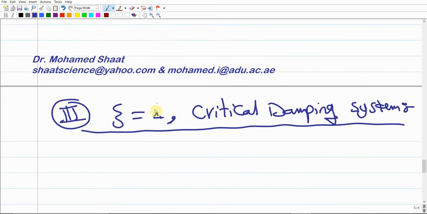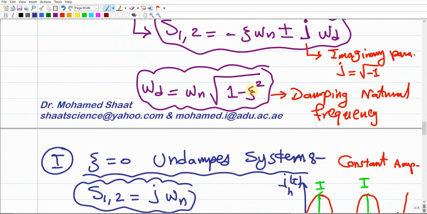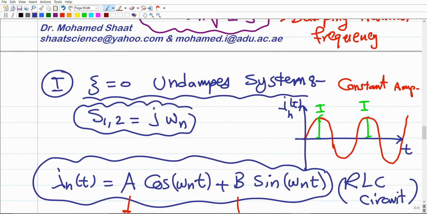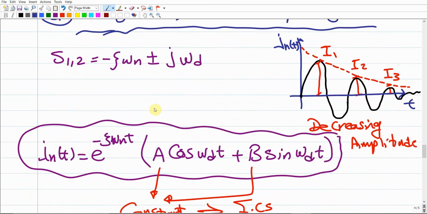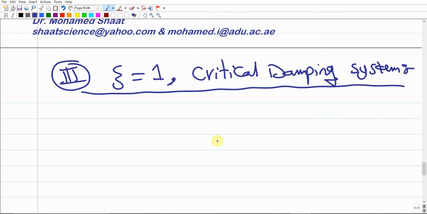For the case that xi equals 1, omega d is going to be 0, right? Because this is 1, this is going to give us 0. Omega d equals 0. So what does it mean? It means that there is no frequency under the damping conditions, but there is omega n. Omega n will have a value, but omega d will be 0. So what does it mean that omega d will be 0? It means there is no wave. There is no frequency. There is no change in the wave over time. There is no wavy behavior of the current.